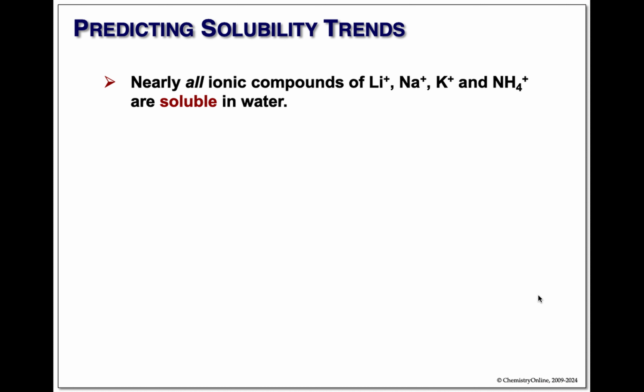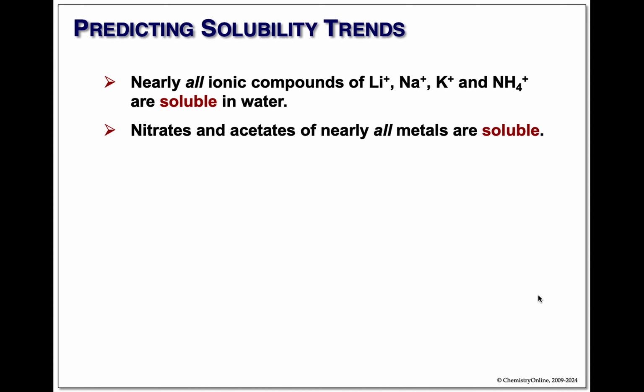First one is really simple. If your cation, if the metal is from group 1, regardless what you pair it with, it'll be soluble. That and ammonium as well. They're all soluble. That's good, that's simple, easy to remember. Nitrates and acetates are also all soluble. Good, nitrate, acetate, group 1. Then it gets a little messy.